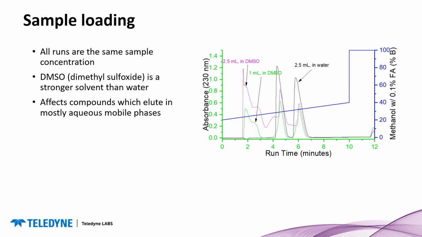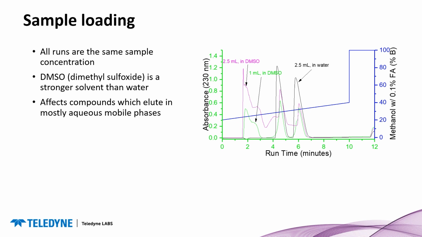For this series of runs, a small amount of sample was run that was dissolved in 1 ml DMSO. The first peak at about 2 minutes is DMSO, and the other 2 peaks are the compounds to be resolved. There is plenty of room between the peaks. Increasing the loading to 2.5 mL, that is 2.5 times the original loading, caused the peaks to merge into one another due to fronting from the DMSO.